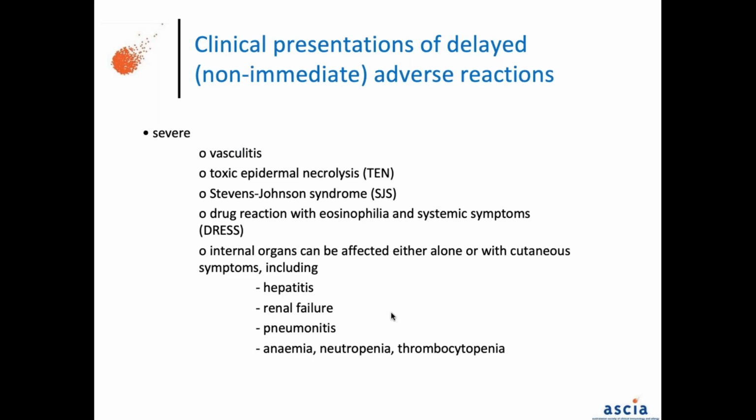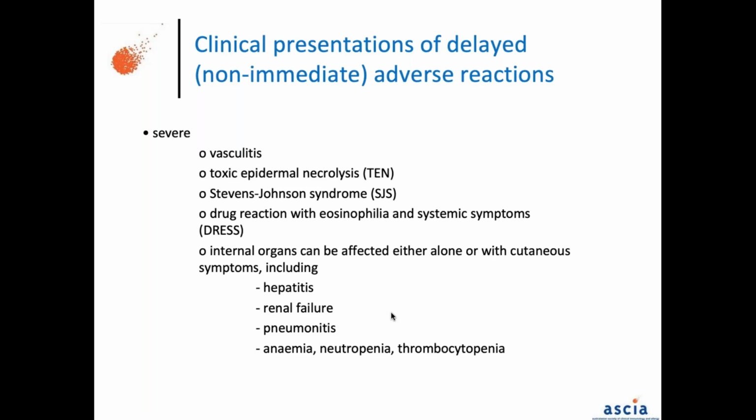Clinical presentations of delayed non-immediate adverse reactions that are severe are all of those that have organ involvement or vessel involvement. So it could be vasculitis, it could be toxic epidermal necrolysis, where your T cells kill your keratinocytes. That's a similar pathogenesis to Stevens-Johnson. If you have limited skin extent, up to 10 to 20%, it's Stevens-Johnson. If it's over 30%, it's toxic epidermal necrolysis, and in between you call it SJS/TEN overlap. So you may have seen that written in letters.